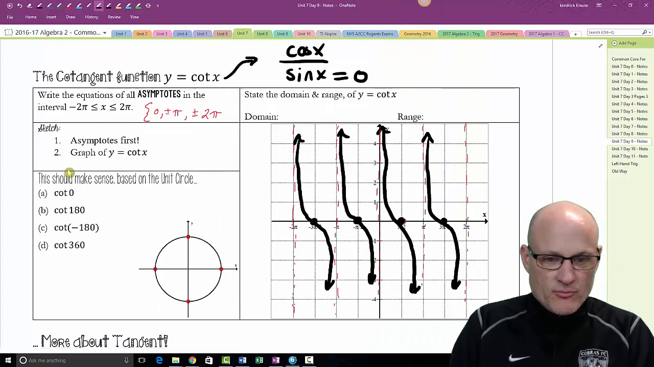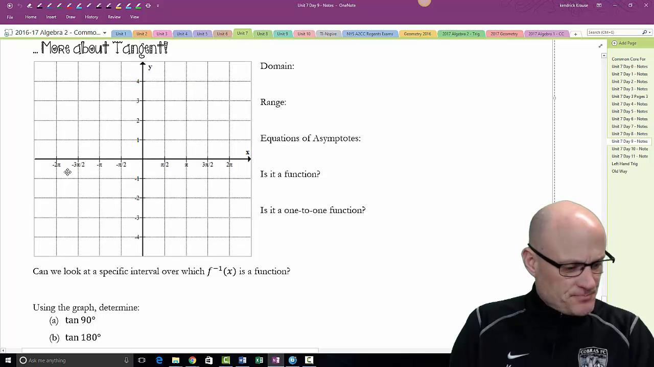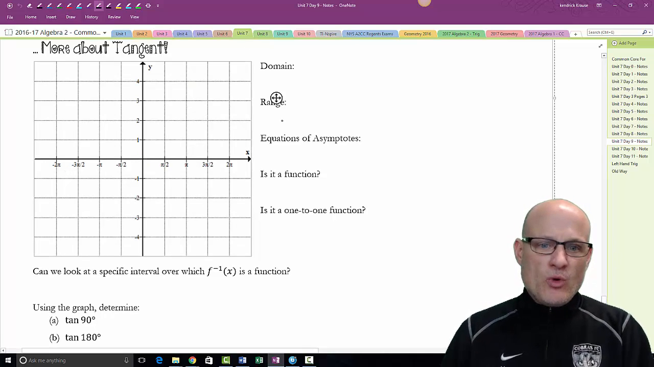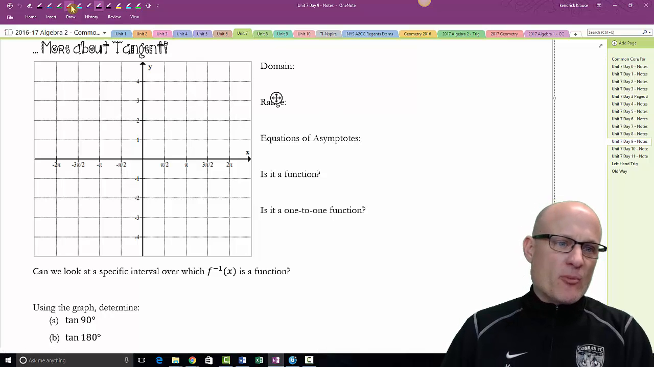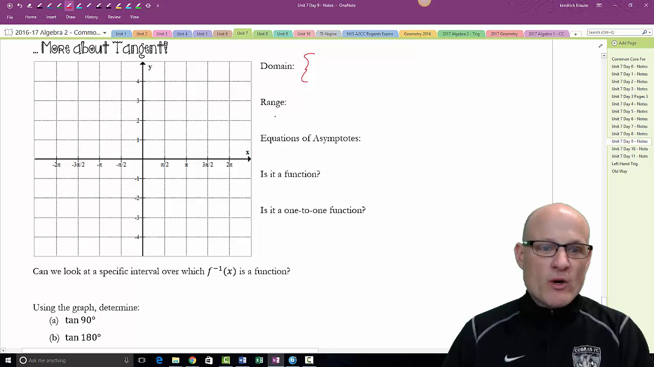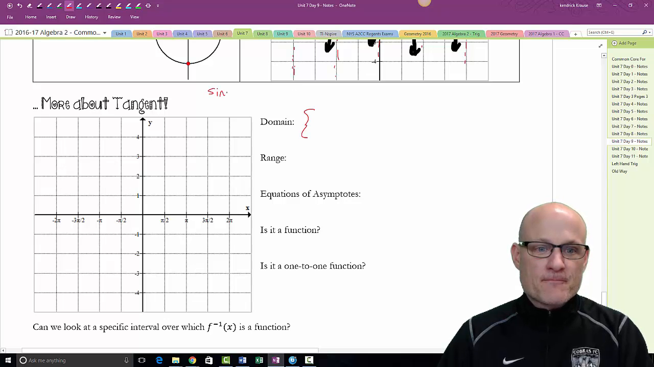All right, so ready to graph a new one. What do we got left? More about tangent. So I'm asking for the domain of tangent. Again, it's really difficult to do. Where is tangent undefined? Tangent is equal to sine over cosine.